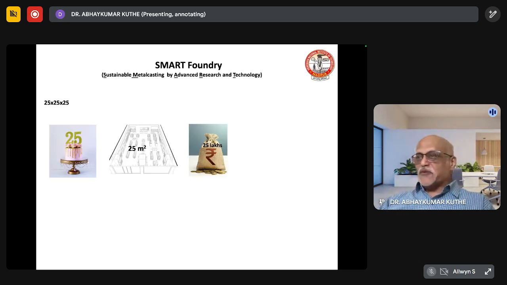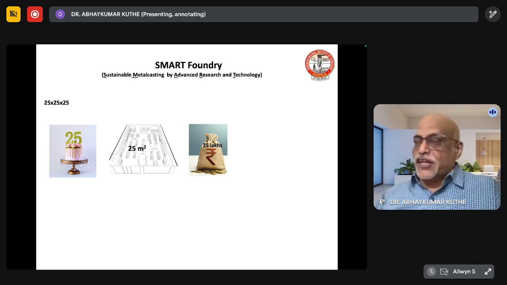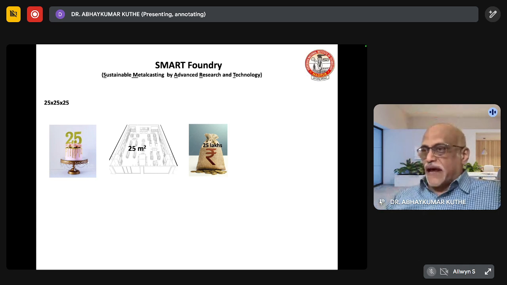About the 25 by 25 by 25, that's what exactly we say. 25 means a 25-year-old engineer having a 25-meter square area and 25 lakhs of financial resources will be in a position to start his own company, and that is a unit, and he will be a person who can show the feasibility of an innovative product that is to be manufactured.